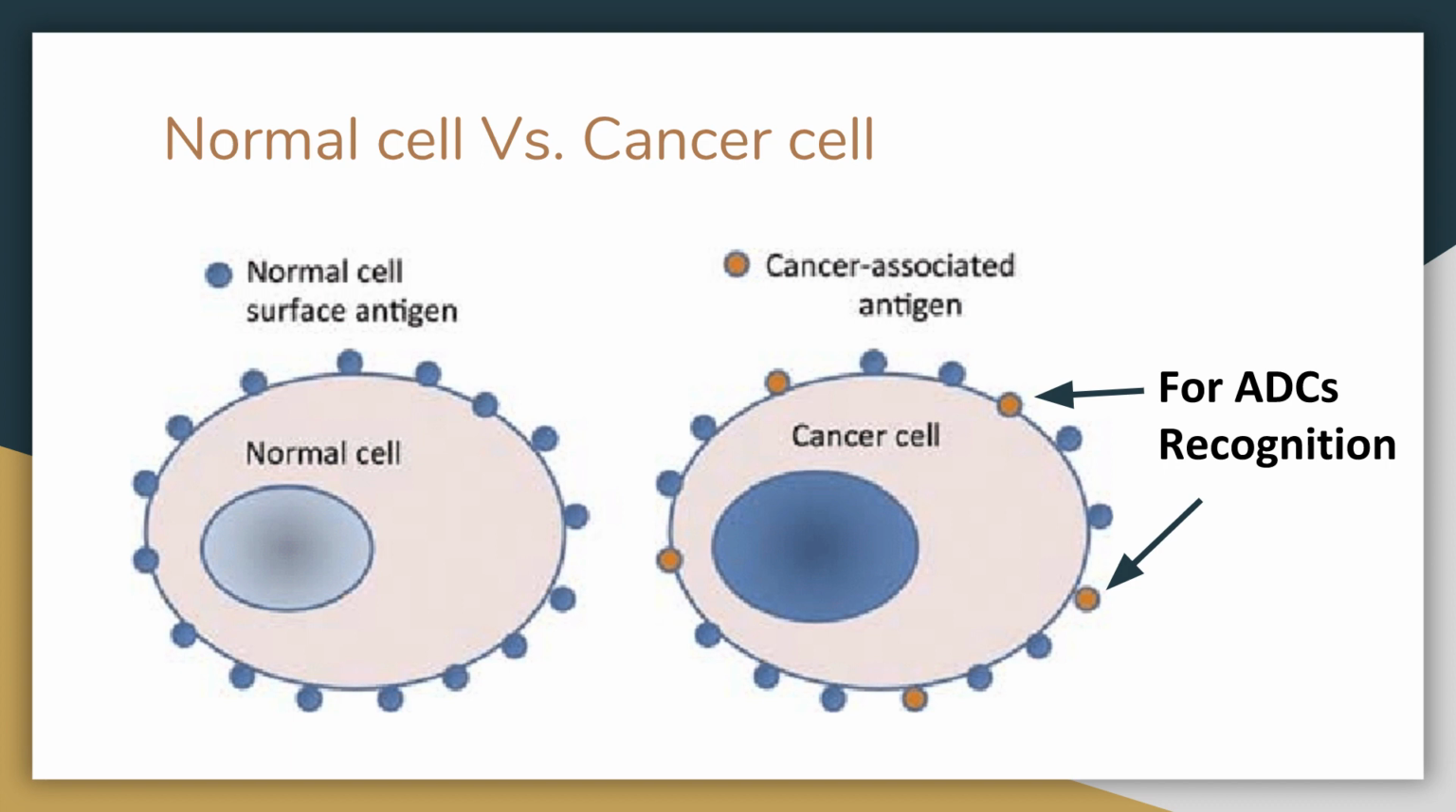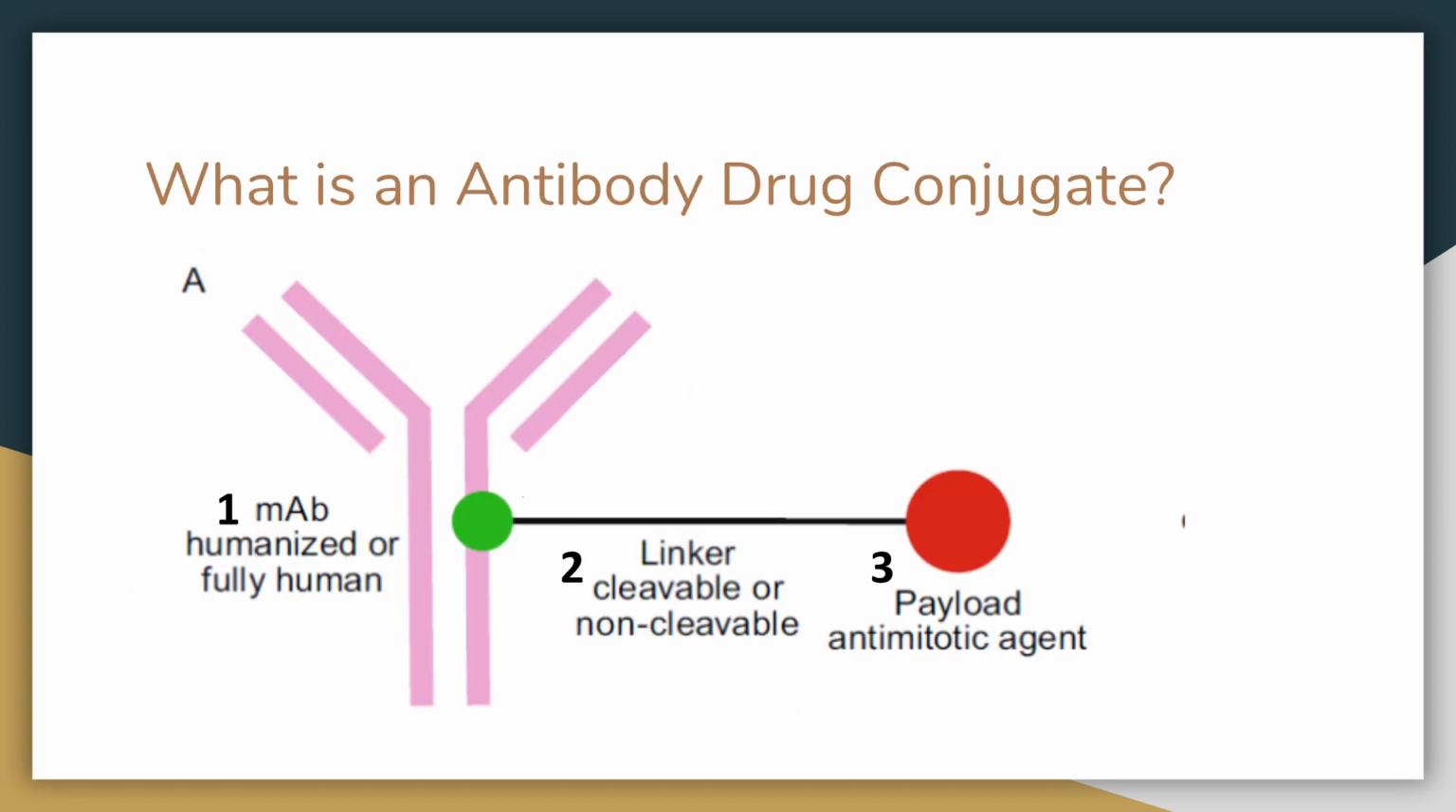As we can see here, a cancer cell surface contains special cancer-associated antigens that normal cells do not have. The special antigen can act as the target for antibody binding. The black line represents the linker region by which the cytotoxic molecule, or payload, shown as a red circle, is attached to the heavy chain of an antibody at a conjugation site by a covalent bond. The conjugation site is represented by a green circle.